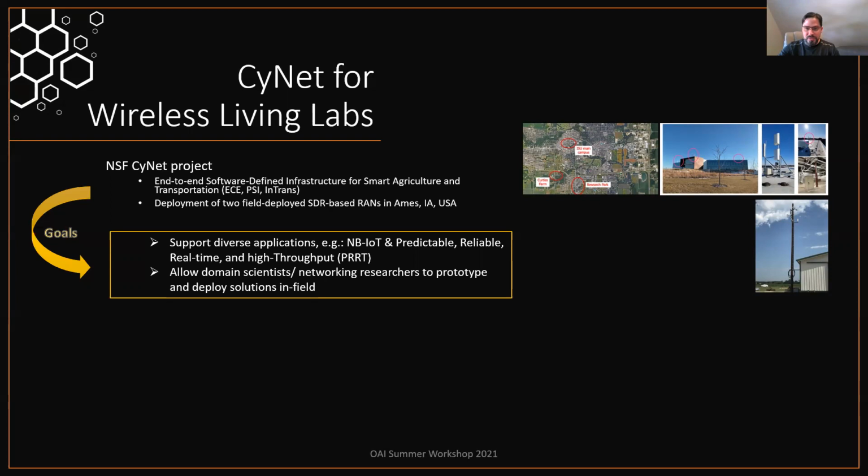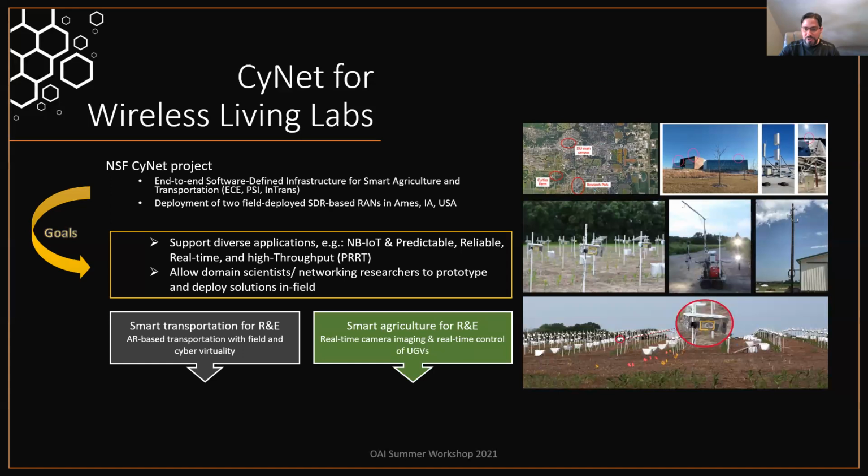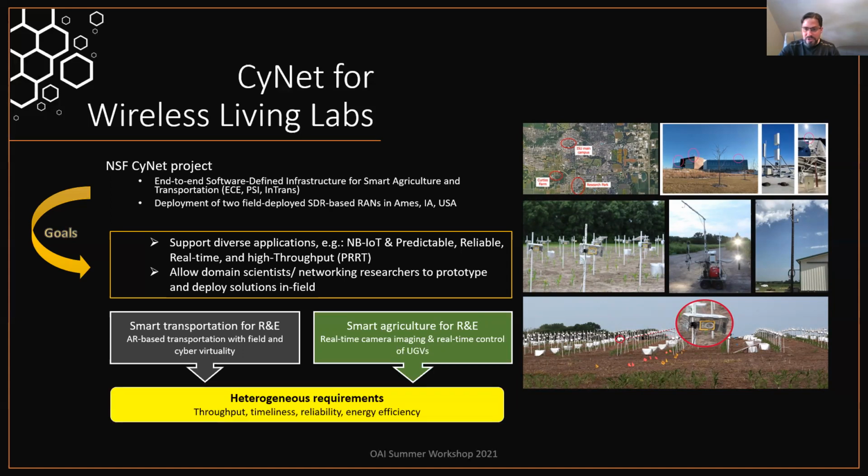SciNet covers two domains. First, smart transportation for research and education, which targets applications such as augmented reality-based transportation with field virtuality and cyber virtuality. And smart agriculture for research and education, which targets real-time camera imaging for plant phenotype analysis and real-time control of unmanned ground vehicles. These applications have heterogeneous requirements in terms of throughput, timeliness, reliability, and also energy efficiency. This calls for slicing the network.